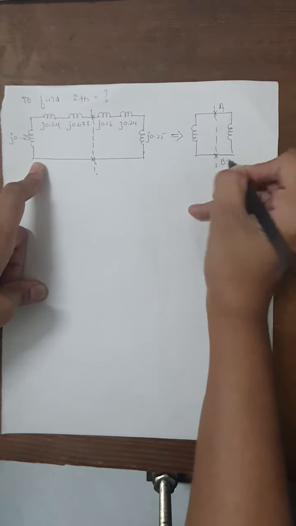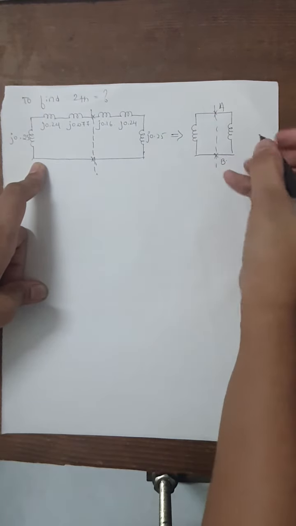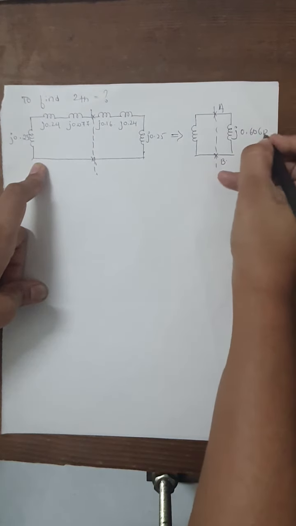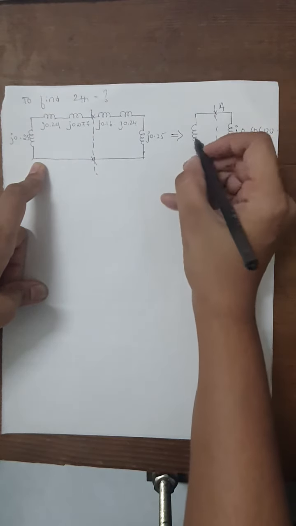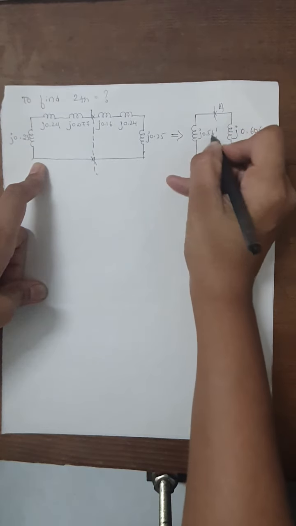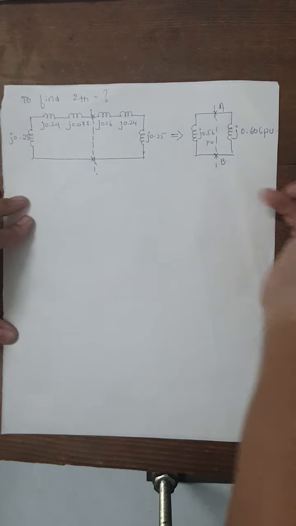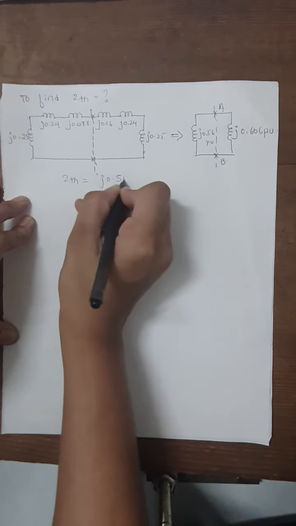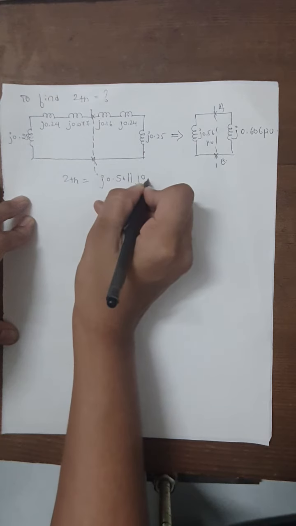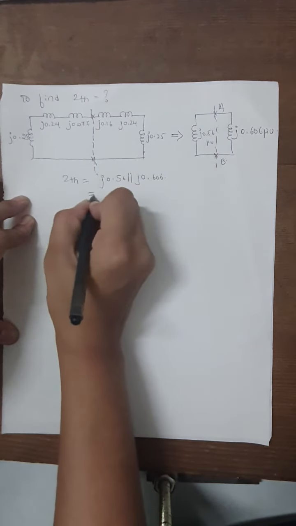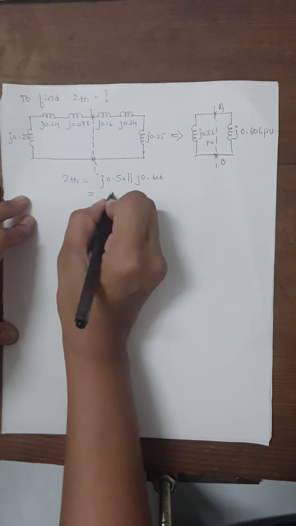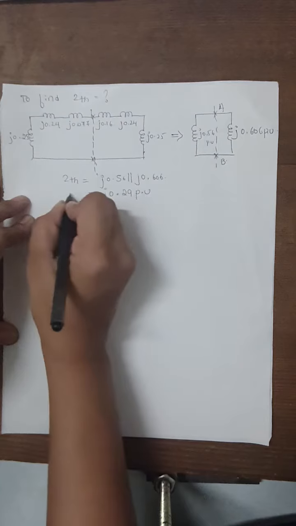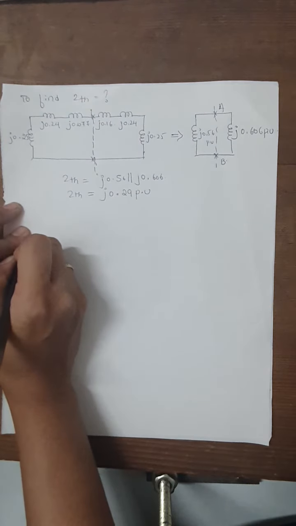Consider this is AB point. Adding all these three reactances, we will get the answer as J 0.606 per unit. Similarly for the other side we'll get the answer as J 0.56 per unit. So now for the calculation of ZTH, here J 0.56 is in parallel with J 0.606. So use the parallel formula. I'll write the direct answer, that is J 0.29 per unit. So this is the answer for ZTH.